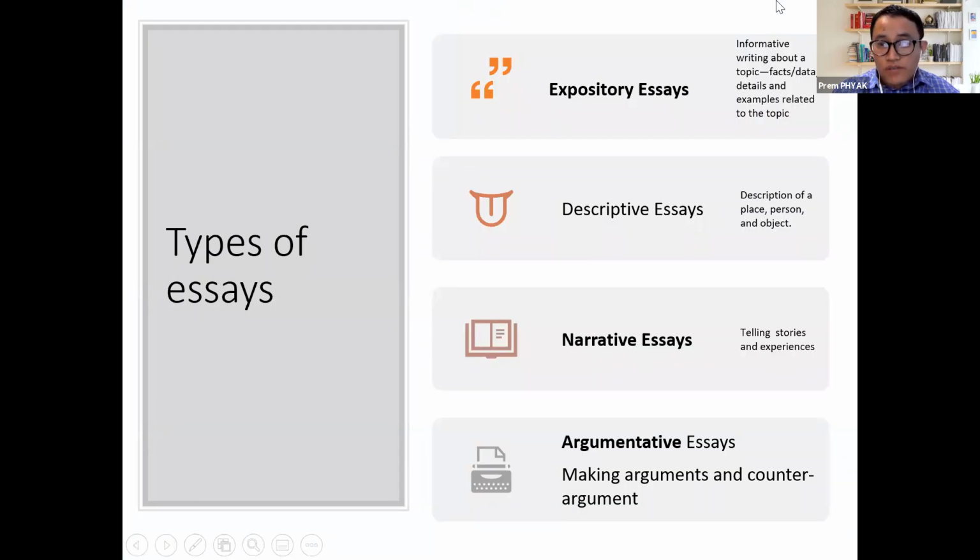There are different types of essays. As I said, expository essays are more like informative writing about a topic. Here you describe the topic with the help of facts and data, details, and examples related to the topic. Descriptive essays describe a specific place, person, or object. And there are narrative essays as well, which tell stories and experiences of people, or about a place, anything. This is more like telling stories.